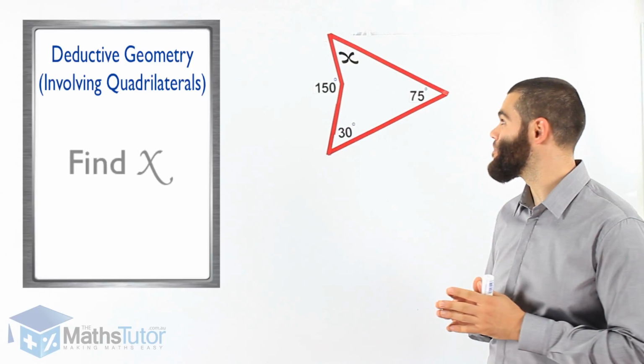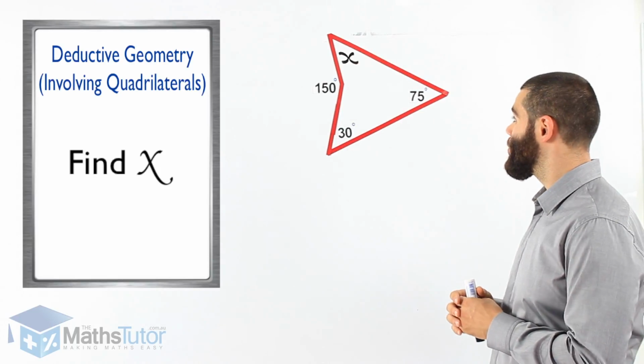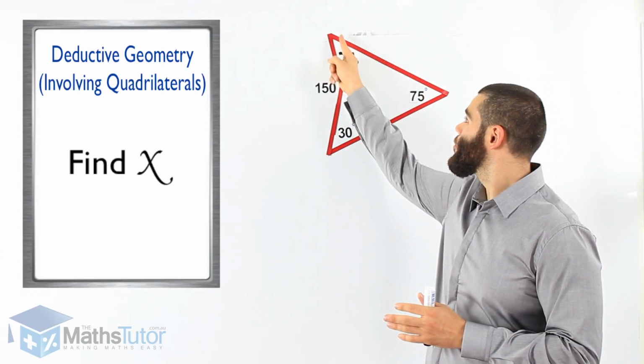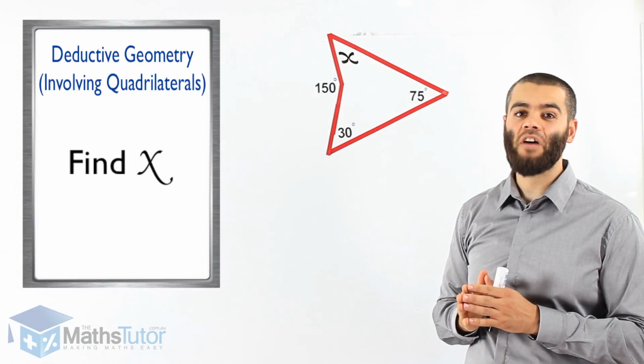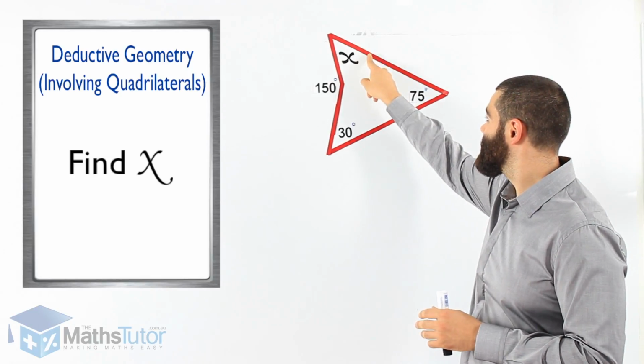In this case here, we're asked to find x. Is this a quadrilateral? Well, yes it is. It's a four-sided shape. 1, 2, 3, 4. Four-sided shape. It's a quadrilateral. We're asked to find x. X is this angle here.